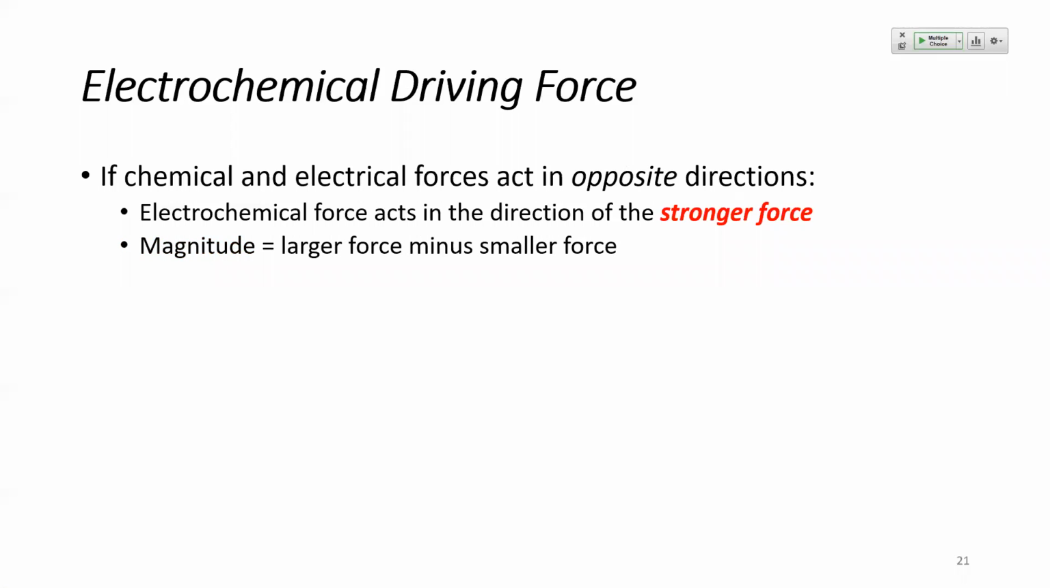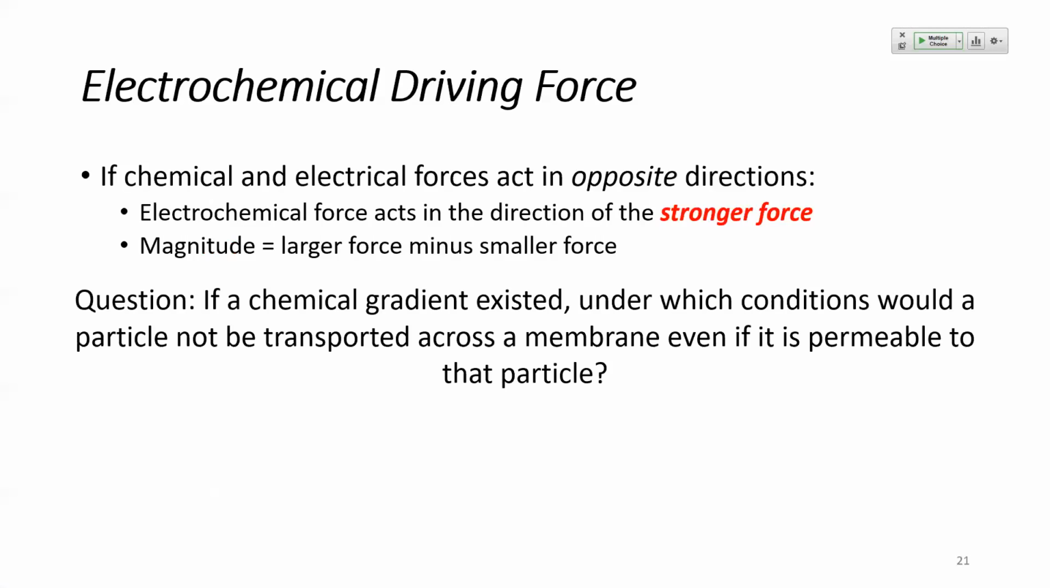Now, if the forces are in opposite directions, things get a little bit more complicated here. What we have to do is see which direction is the stronger force in. So we're going to look at the value of those forces and determine, is the stronger force going out of the cell or is the stronger force going into the cell? And then we simply subtract the smaller force from the larger force in terms of determining the size of that force. Okay? All right. Now, let's look at a question here before we move on.